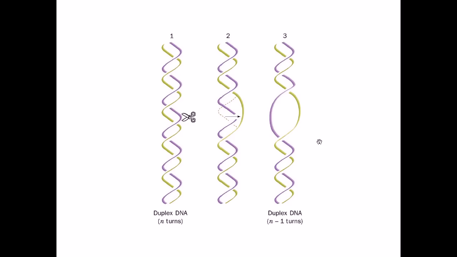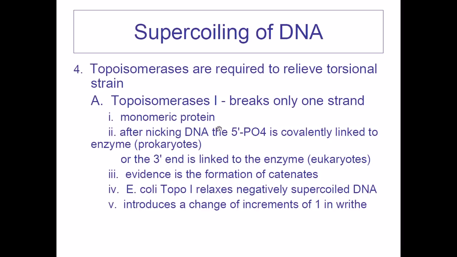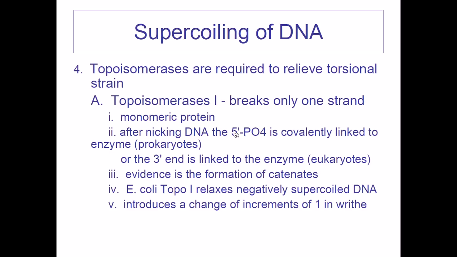Here you can see, in the closed circular DNA, one strand is cleaved, passed through another strand, and resealed. Topoisomerase 1, as I've said, breaks only one strand. It's a monomeric protein having one particular domain. We don't have any structural image here, but they are giving us examples and other detailed information: E. coli topo 1 relaxes negatively supercoiled DNA by cleaving and taking two strands out at one particular point, and it introduces a change in increments of 1 in writhe.